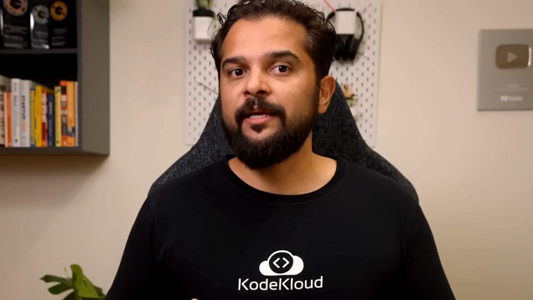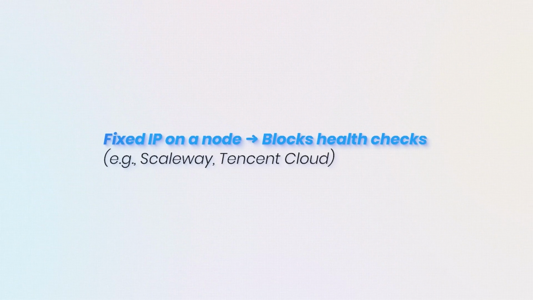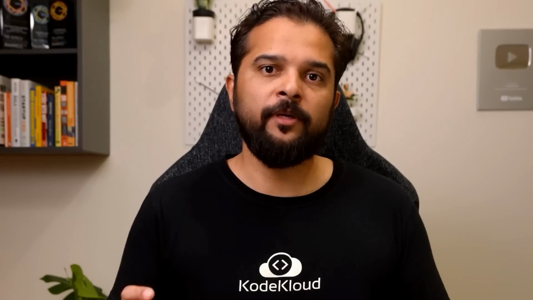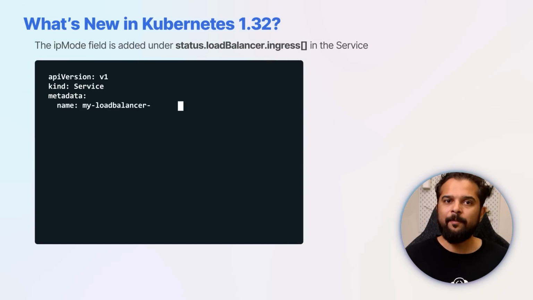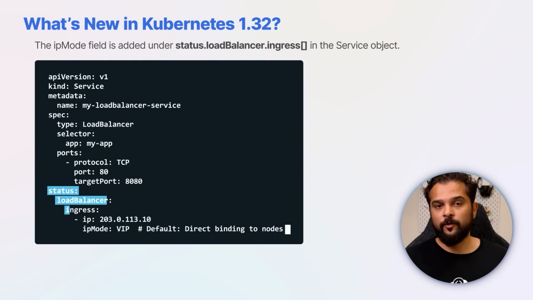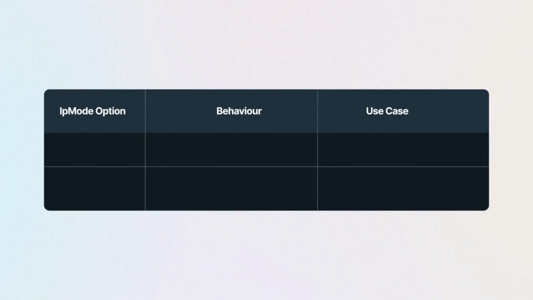Some cloud providers, like Scaleway and Tencent Cloud, use the load balancer's IP as the source IP for packets. In IPVS mode, kube-proxy's load balancing mode, this causes problems because the IP is fixed to a node, blocking load balancer health checks. To solve this, Kubernetes 1.32 introduces the ipMode field, allowing cloud providers and users to configure how kube-proxy handles external IPs for load balancers. So what's new here? The ipMode field has been added under status.loadBalancer.ingress in the service object, and this gives you 2 options for managing external IPs.